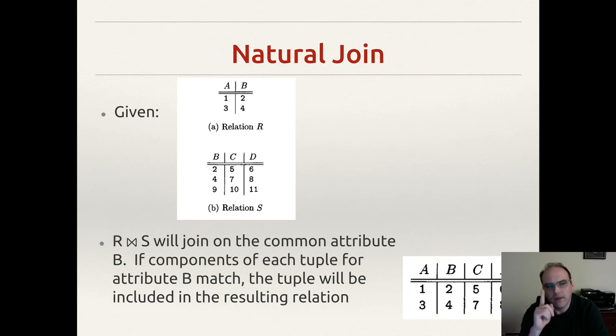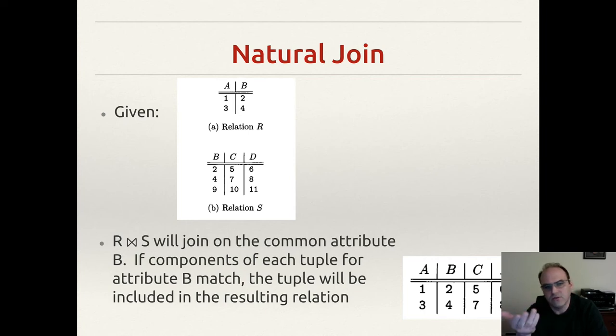And then we're going to look at 1, 2, and the second row, right? But in this case, there's no 2 in B, so there's nothing to join. And then we look at the last tuple in S, and again, it has a 9 in B and not a 2, so that doesn't match.